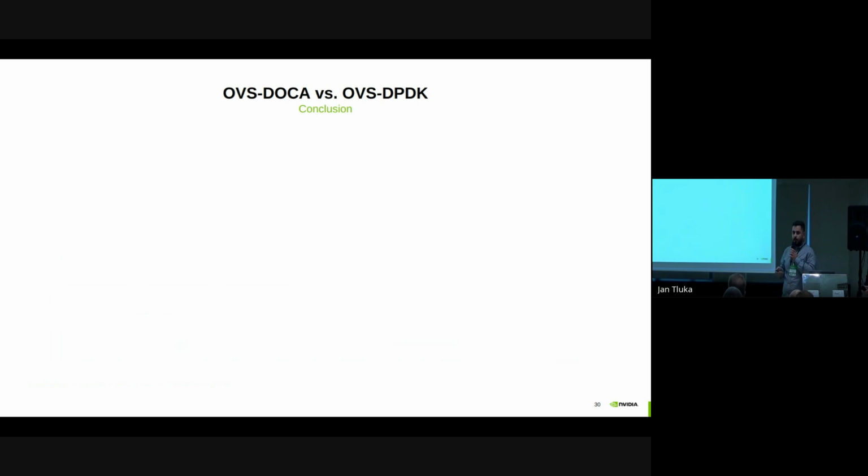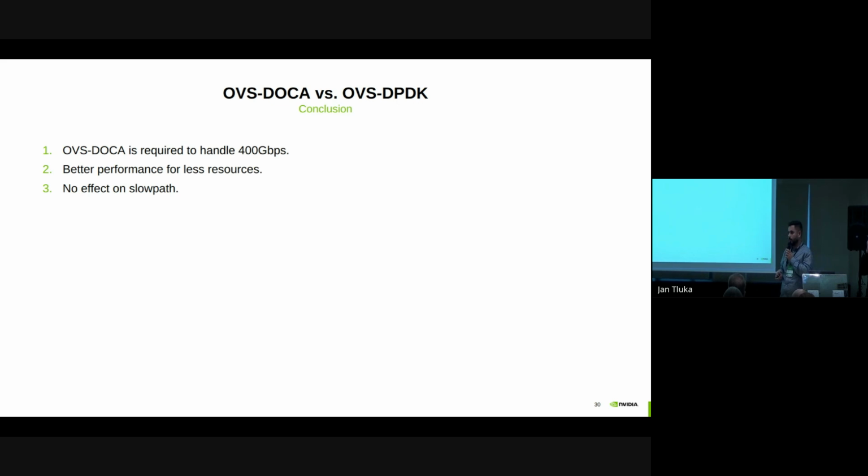So what can we conclude from this? We know that OVS DOCA now is a must if we want to reach 400 gigabits per second. It provides us better performance for less resources. It has no effect whatsoever on slow path, which makes it a very credible solution for clouds where most of our connections are short. And the best part is that this is only the beginning. We still have much more optimizations to do and better numbers to reach.